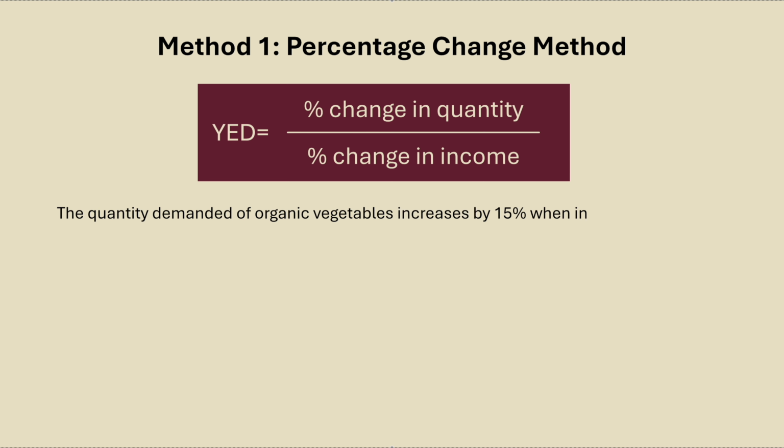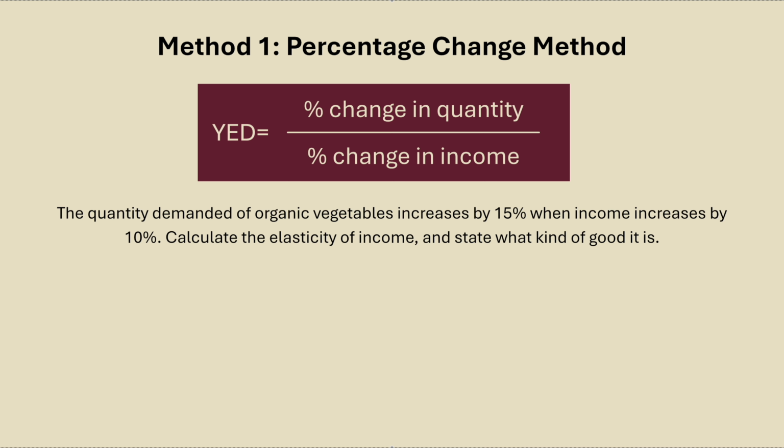Let's say that the quantity demanded of organic vegetables increases by 15% when income increases by 10%. Calculate the elasticity of income and state what kind of good it is. Well, the percentage change in quantity is positive 15 because it's increasing by 15%. The percentage change in income is positive 10 because income increases by 10%. 15 over 10 is 1.5, so YED is 1.5.